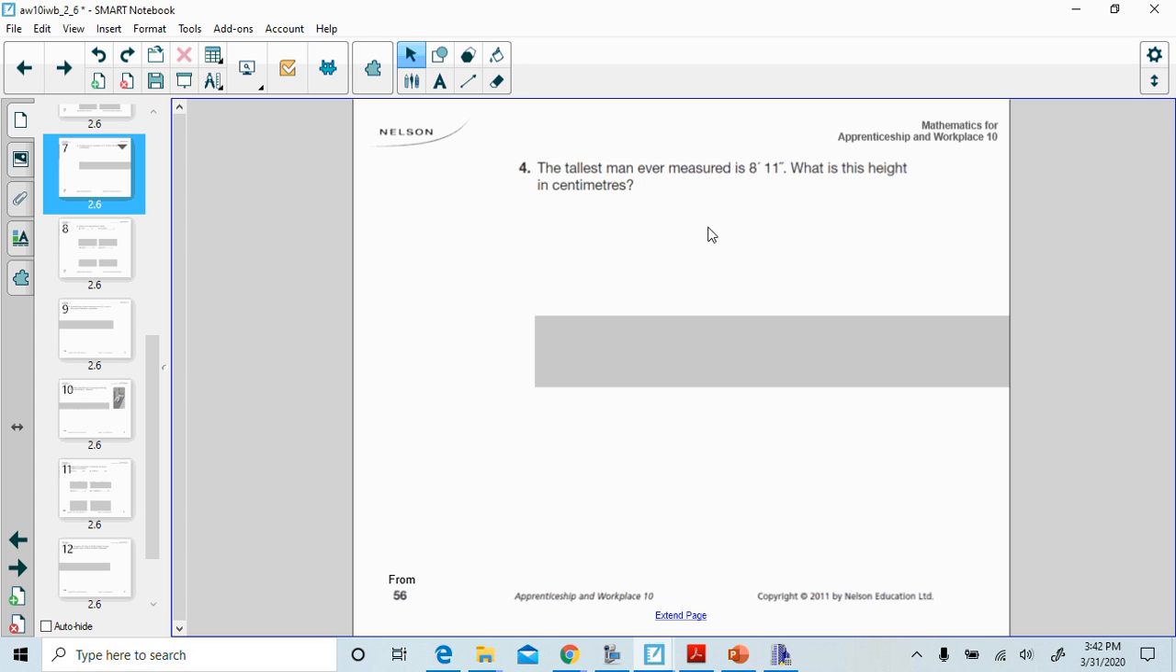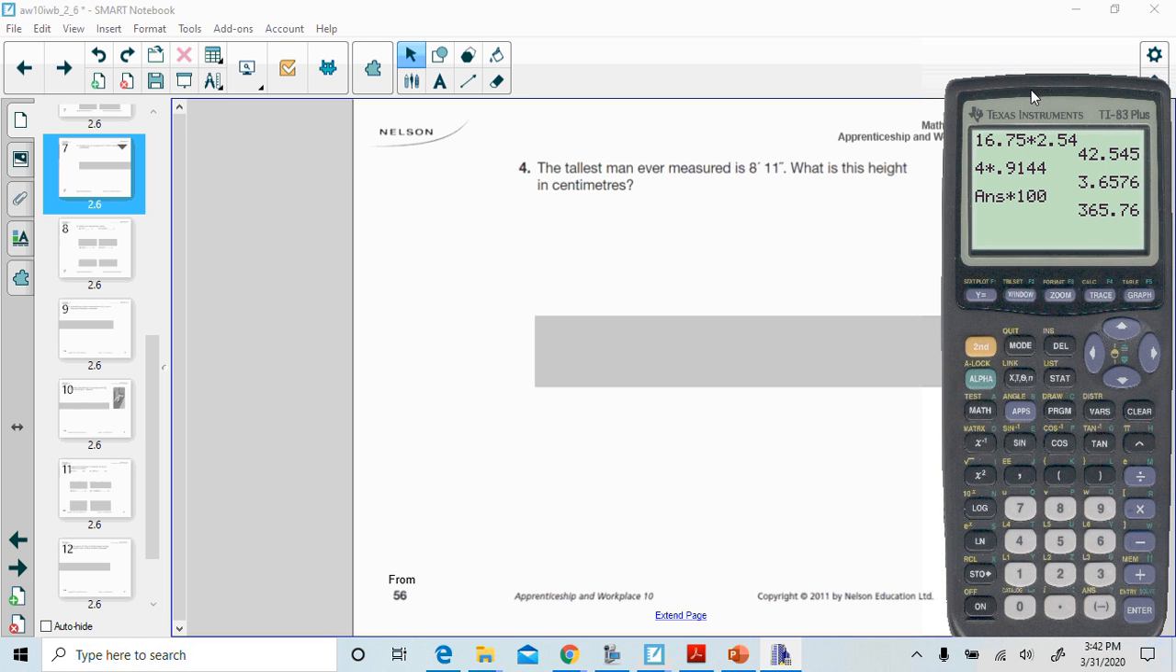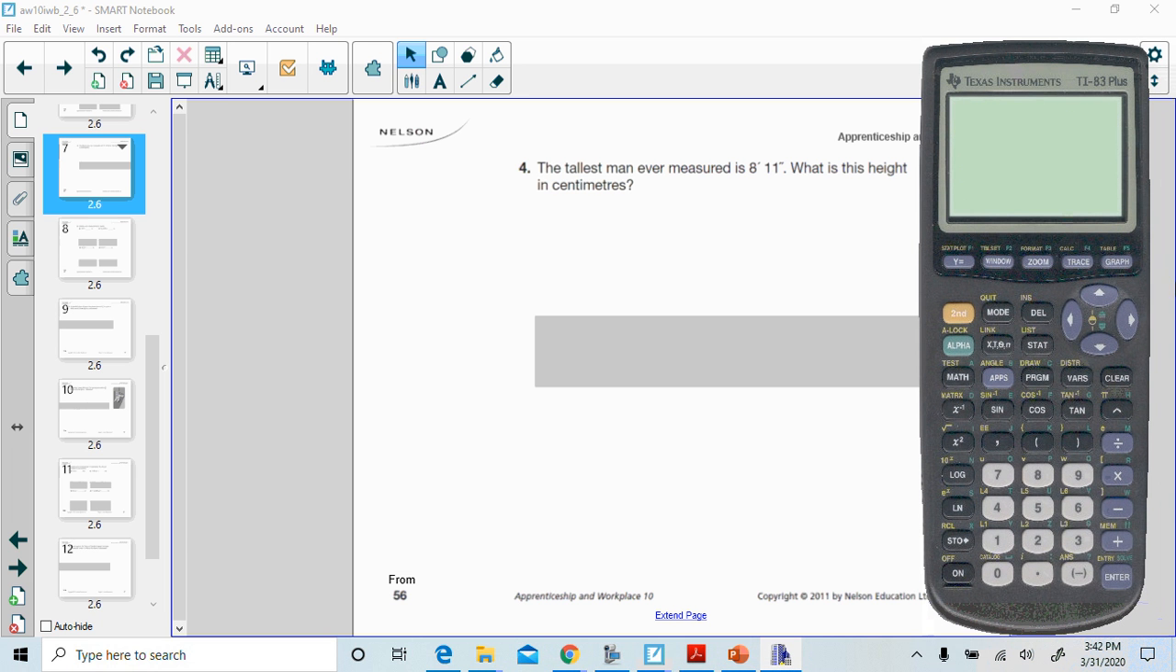Number 4, the tallest man ever measured is 8'11". What is his height in centimeters? Well, let's check it out. Clear that. So we have 8 feet plus 11 inches. So 8 feet times 12 inches per foot plus the 11 inches gives you 107 inches.